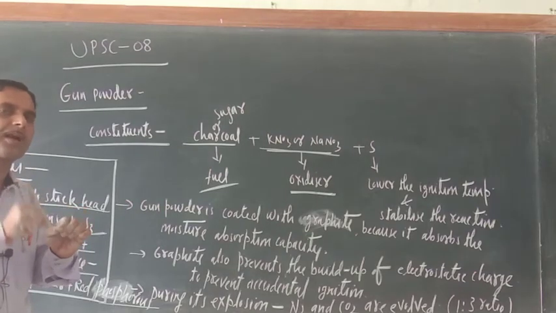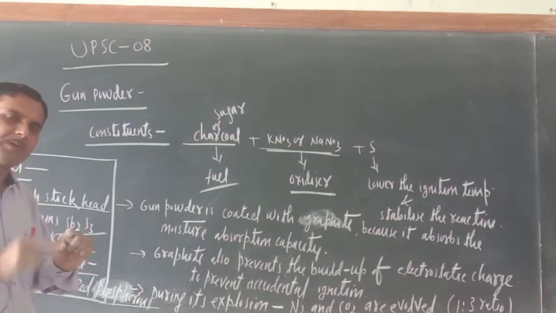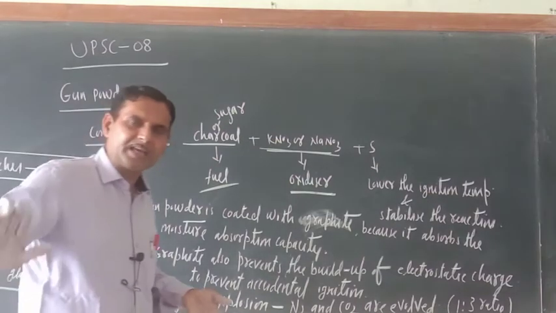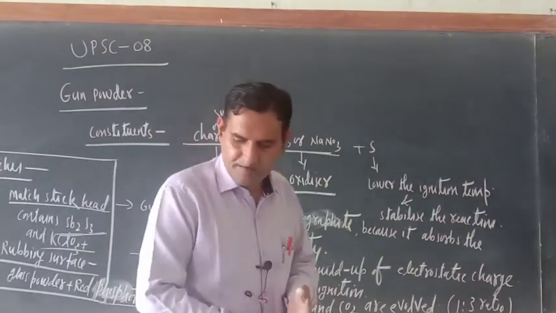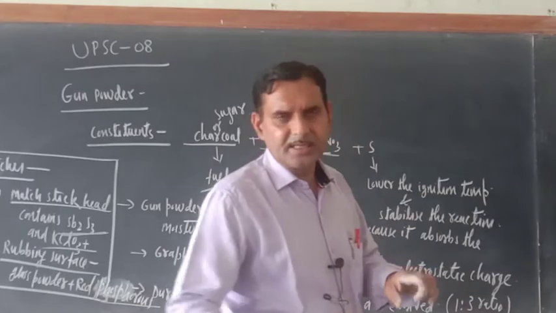So the functioning of matches starts from the rubbing of the matchstick head on the rubbing surface, and with the rubbing, red phosphorus will be converted into white phosphorus. White phosphorus will ignite the antimony trisulfide, and antimony trisulfide will ignite the potassium chlorate. So what is the function of glass powder? Glass powder makes the rubbing surface coarse. So these are the things.